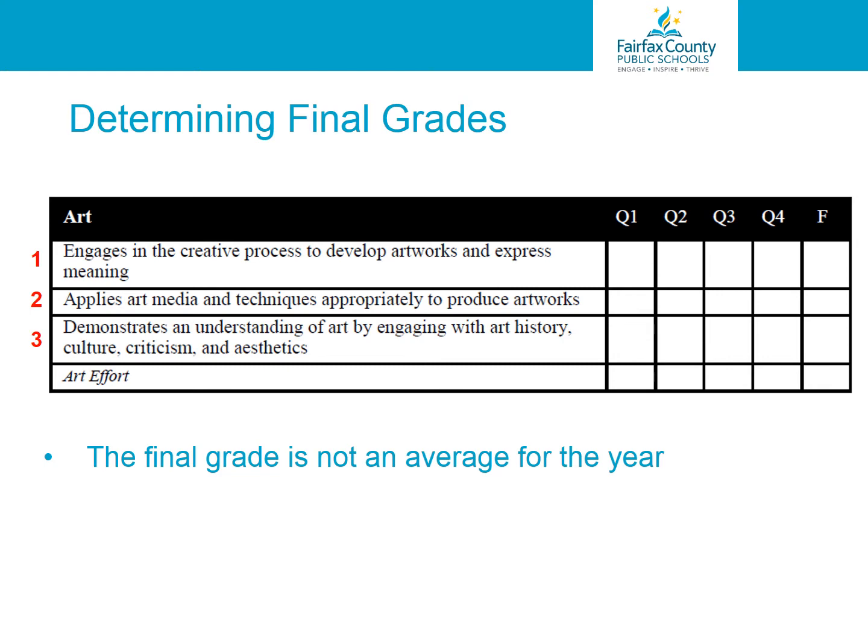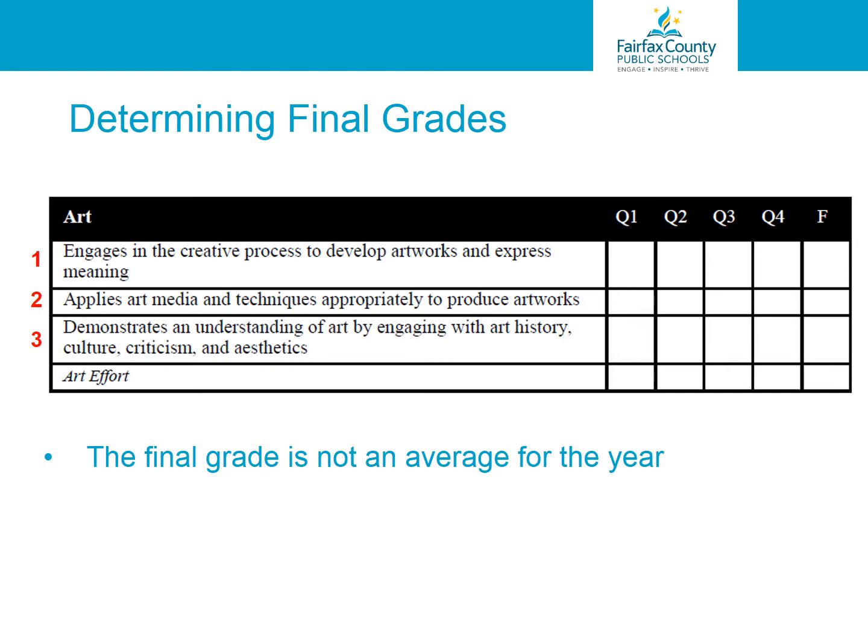The Elementary Progress Report requires that final grades be assigned in each of the art content standards and for effort. This information is used to generate a transcript for students. Here are some general things to note about assigning final grades.